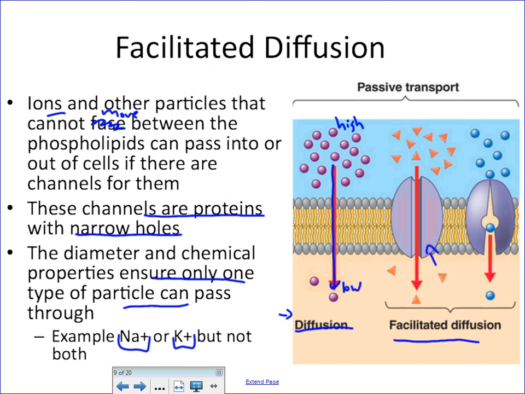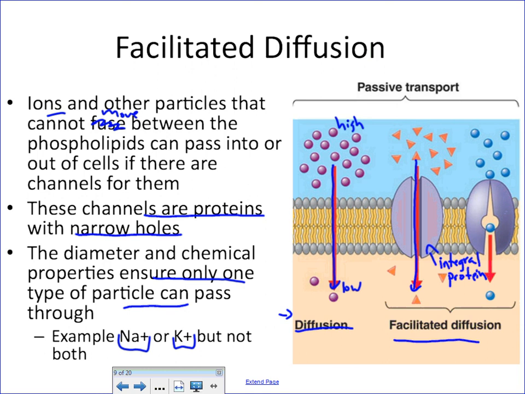So you will have an integral protein, which acts as a protein channel that will allow these substances to pass through the membrane, and they will be specific to that one molecule. So these protein channels now will allow these molecules to pass through the membrane from an area of high concentration to an area of low concentration.